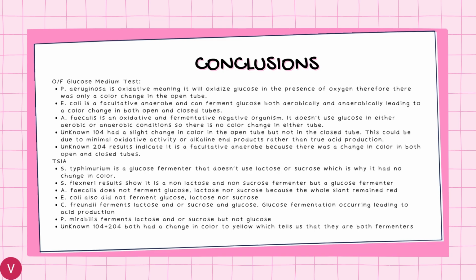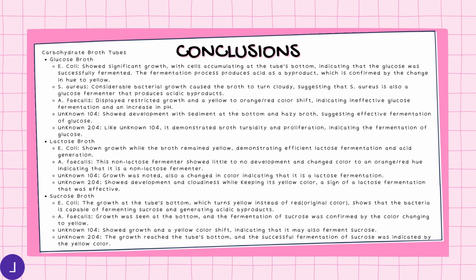Our S. flexneri was able to ferment them, and glucose fermentation occurred, leading to acid production. Our P. mirabilis also was able to ferment lactose and/or sucrose, but not glucose. And then our unknowns 104 and 204 both had a change in color to yellow, which tells us that they are both fermenters.